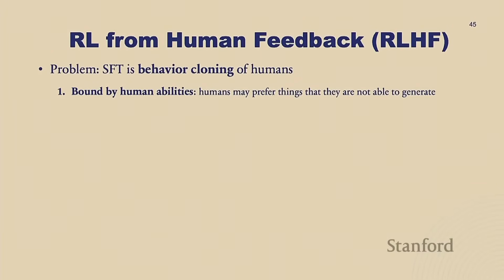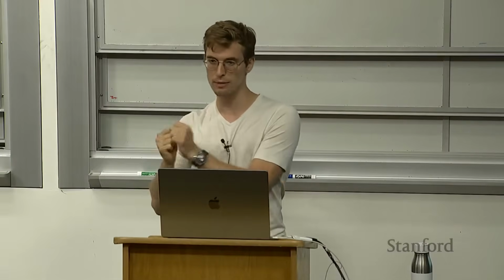Humans won't generate the things that they think are actually the best thing to generate. So if you ask me to write a book, I can definitely enjoy a book. I can probably say one book is better than another, but I'm definitely not going to be as good at writing the book that I want to read. So you're bound by the human ability to generate things, even though humans might be better at distinguishing between things. That's one issue.